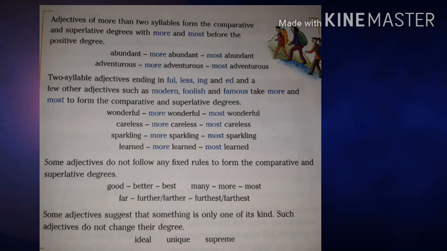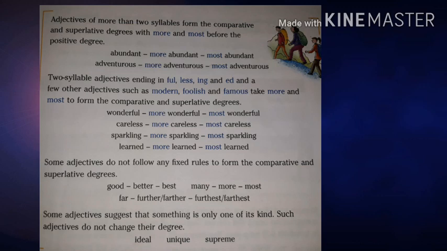Adjectives of more than two syllables form the comparative and superlative degrees with more and most before the positive degree. Example, abundant, more abundant and most abundant. Adventurous, more adventurous and most adventurous. Two syllable adjectives ending in ful, less, ing and ed and a few other adjectives such as modern, foolish and famous take more and most to form the comparative and superlative degrees. Examples, wonderful, more wonderful, most wonderful. Careless, more careless, most careless, etc.